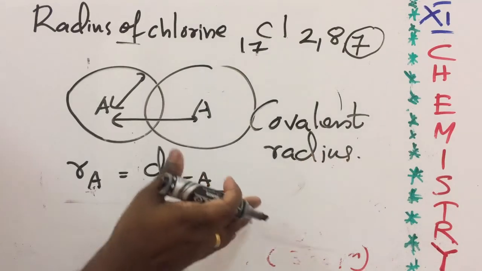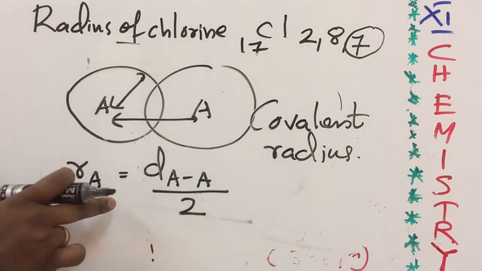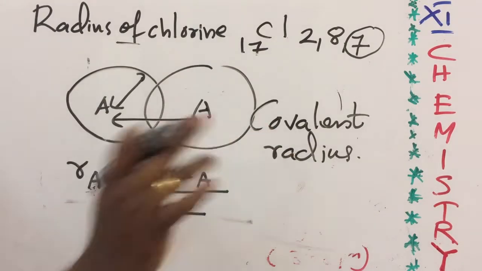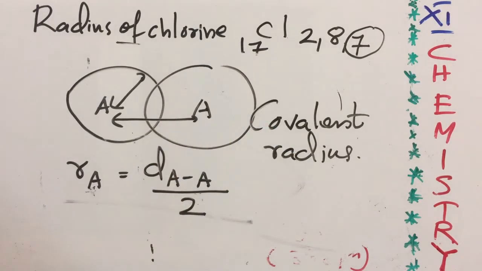Covalent radius. The radius calculated from internuclear distance in covalent molecules is called covalent radius, and this radius is applicable only for covalent molecules.